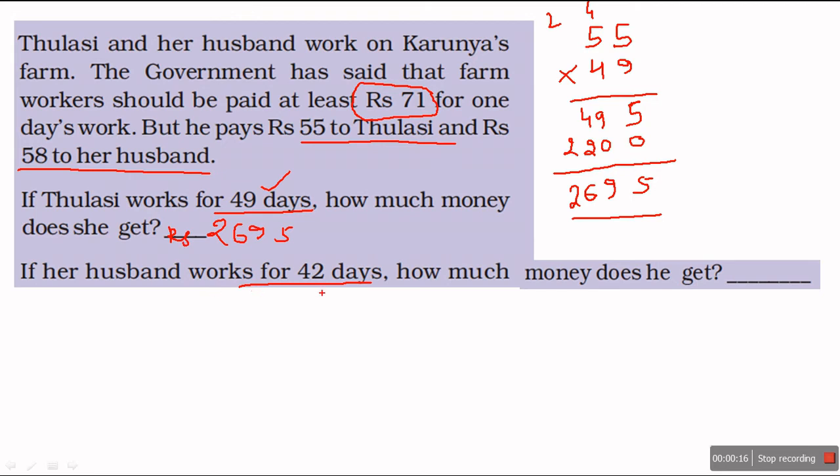Now her husband works for 42 days, and how much is her husband getting? Rupees 58 per day. So multiply with 58. Worked for 42 days and getting 58 a day. So 8 2s are 16. Carry over 1. 8 4s are 32 and 1, 33.